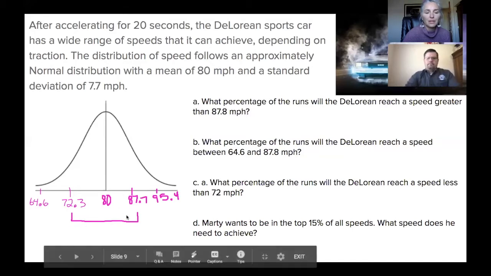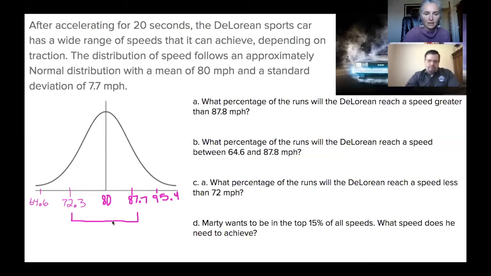All right, so now that I have a picture drawn of this situation, I can answer some questions about it. It says, what percentage of the runs will the DeLorean reach a speed greater than 87.8 miles per hour? Oftentimes they could use this number and ask you to do it without a calculator, because we know we have 50% that are less than 80. And then this part between 80 and 87.7 would be 34%, or half of the 68 we saw earlier. So I'm guessing this is going to be 50 plus 34, but maybe a little more than that.